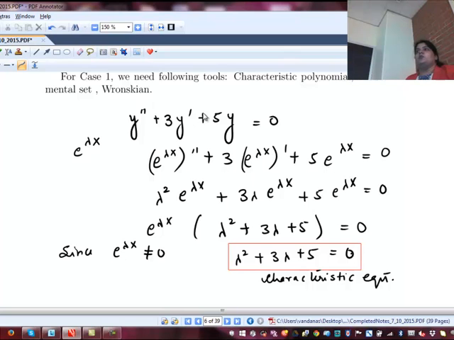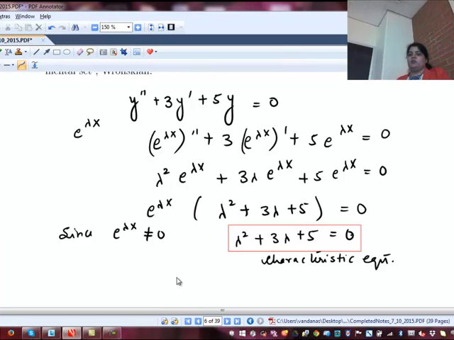Because it's a constant coefficient, e to the power lambda x is not accompanied by any x function here. If there was 3x here, you would end up with 3x lambda, and then you can't get lambda. So if it's a constant coefficient, you can always apply this trick, and this is called the characteristic equation. You find the roots of it. Once you have roots, for example in this, what are the roots?